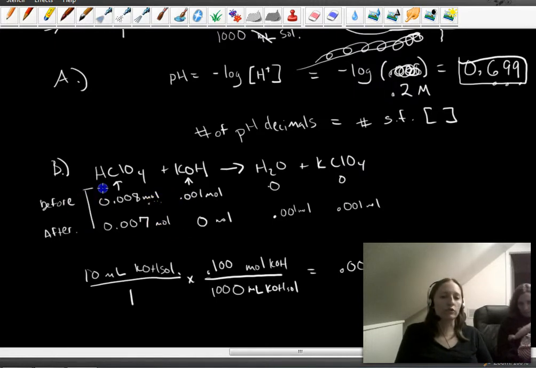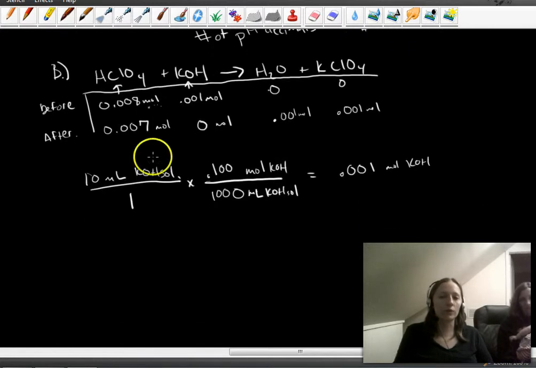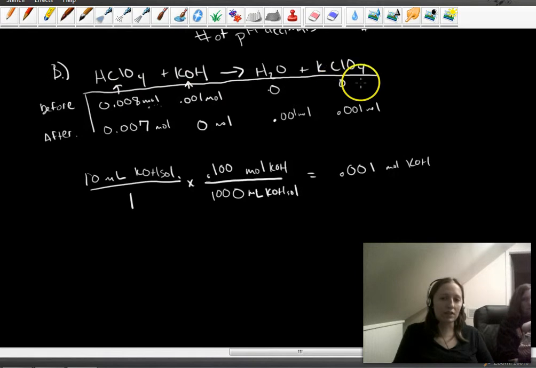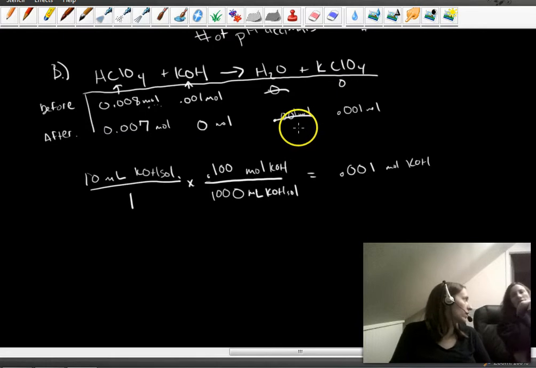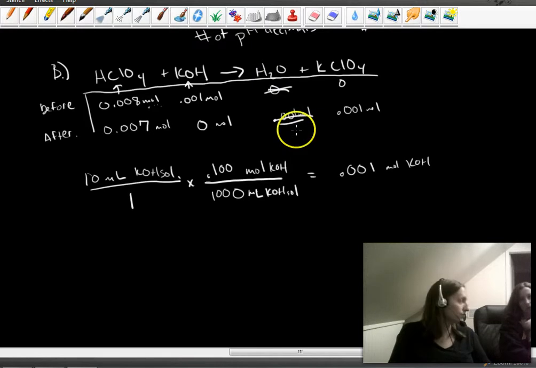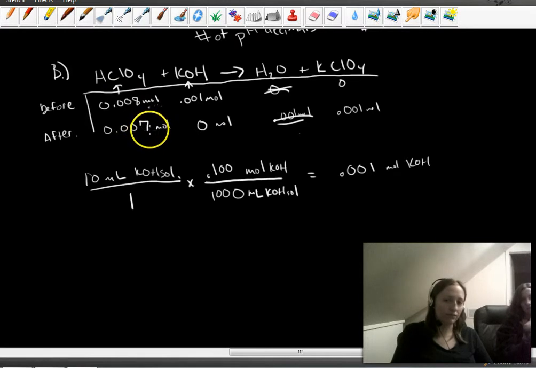So it's a before and after chart. We're going to see this a lot. This is going to come up very frequently. You make a before and after chart, and you put the number of moles in it. There's none of these and there's some of these, and honestly water you kind of don't need to fill in, because there's so much water that it's not changing. So you can always just strike out the water. Okay, so before you've got 0.008, after you've got 0.007, and you've got some salt here, which doesn't end up mattering because this salt does not affect the pH.